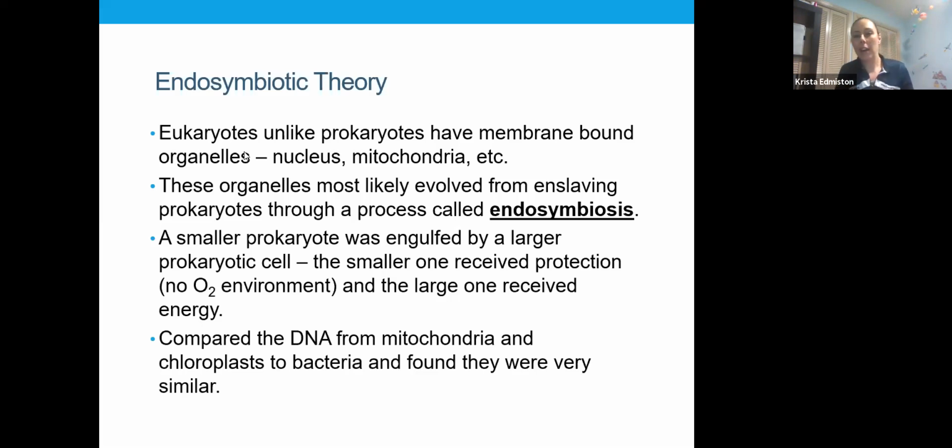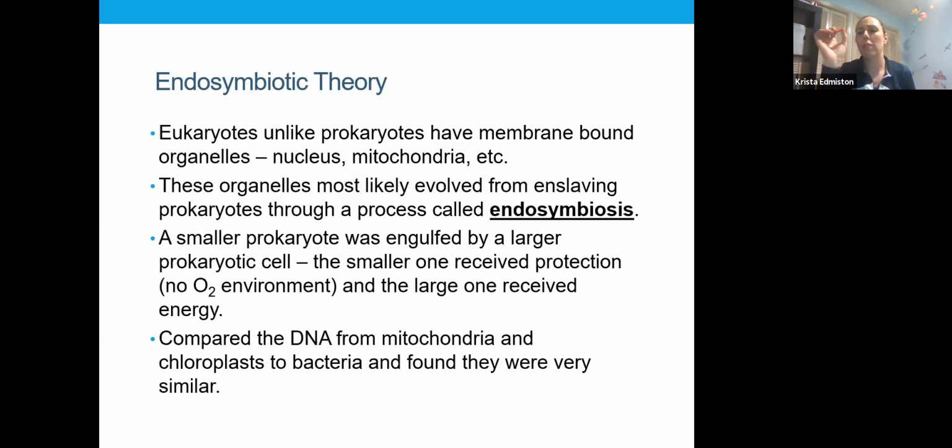Why do we think that? Well, a couple of reasons. If we compare the DNA of the mitochondria and the chloroplast, they both have circular DNA, which looks more like prokaryotes. They both have the double membrane. So they think it evolved from a cell that already had its own membrane and then picked up a membrane as it was coming inside the cell.